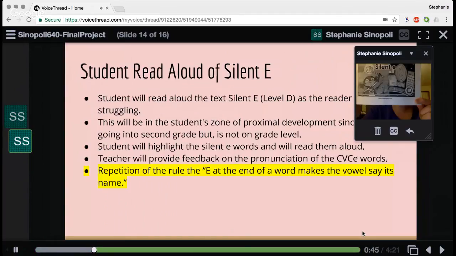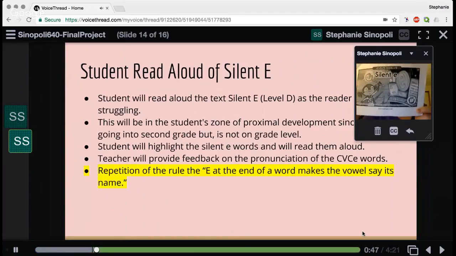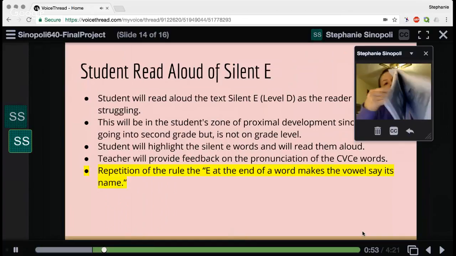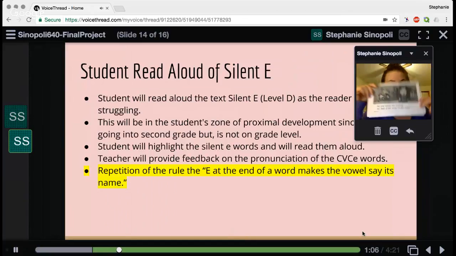So now Karen would read aloud this book called Silent E. It is a level D book, and it's in Karen's zone of proximal development. I have highlighted as a model the first silent E word, but Karen will then have to do the others independently.